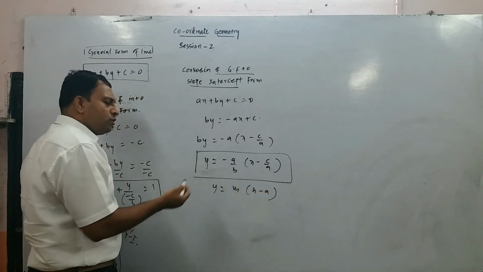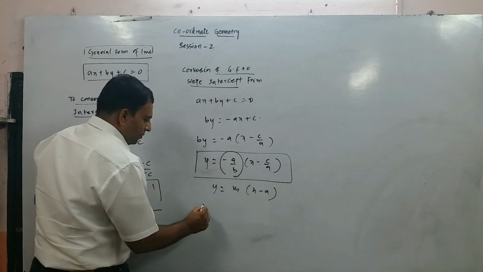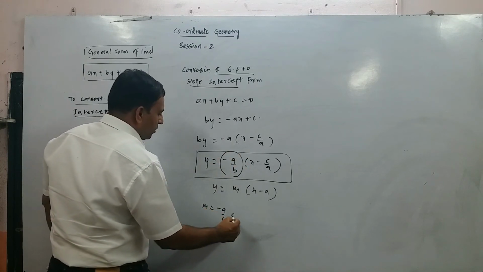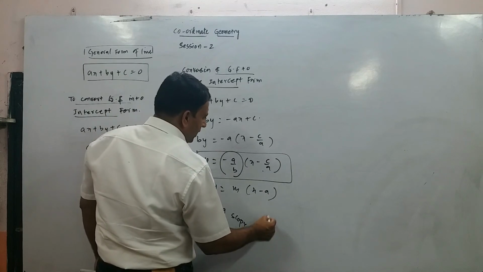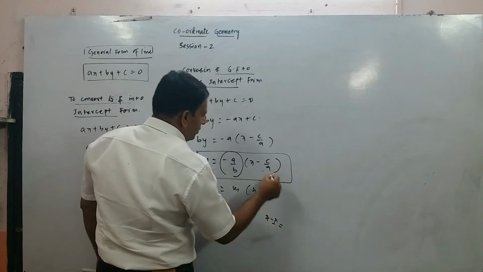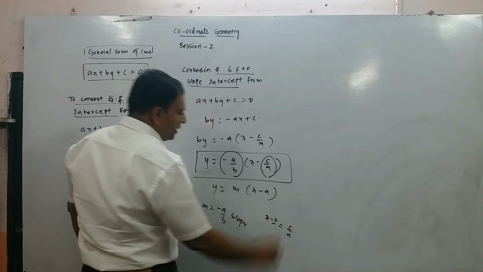So this is called what? Slope intercept form, where m is equal to minus a by b. It is called slope. And what is this? A is the x intercept, which is your c by a. X intercept is your c by a.